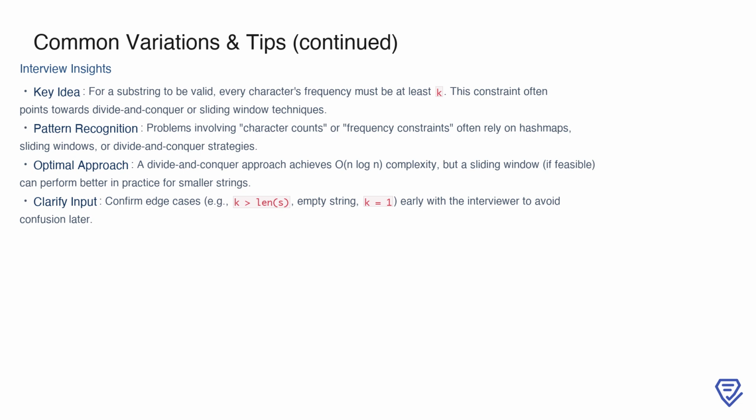Among the approaches, divide and conquer achieves a time complexity of O(n log n), making it a strong choice for larger strings. However, sliding window methods can outperform it for smaller inputs when applicable. Lastly, always clarify input constraints and edge cases with your interviewer at the beginning. For example, you should confirm how to handle k values greater than the string length, empty strings, or cases where k equals 1 to avoid unnecessary confusion later.